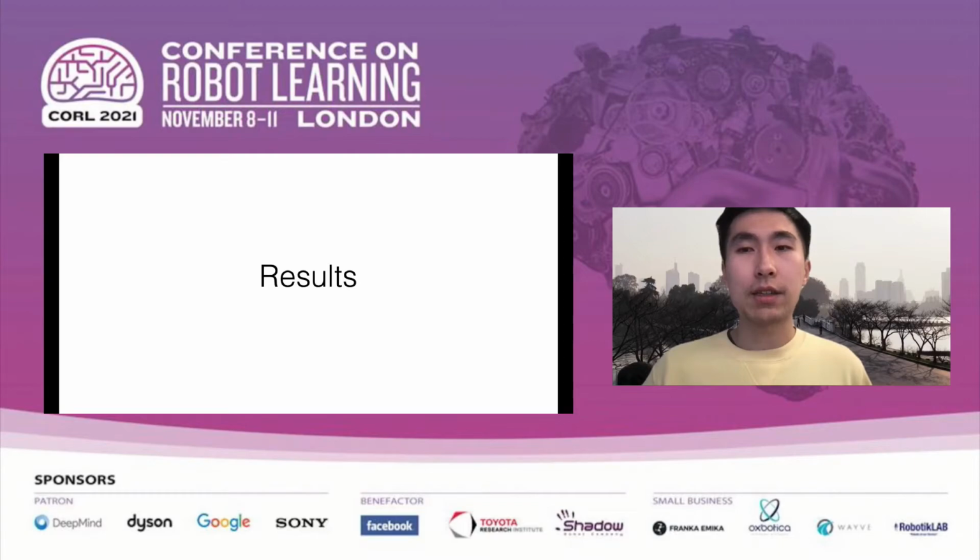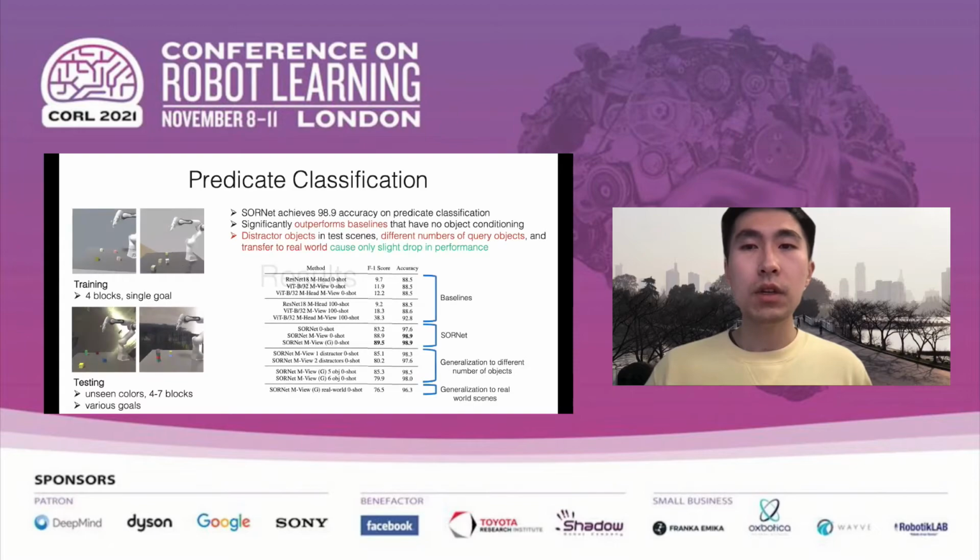Now let's look at the experiment results. We first evaluate SORNet on a task that it is trained on, classifying logical predicates from RGB frames. We build a simulation dataset where a robot arm performs sequential manipulation tasks with domain randomization. The training sequences always have 4 objects with the same goal condition, while the testing sequences have objects not seen during training, different numbers of objects, and various goal conditions.